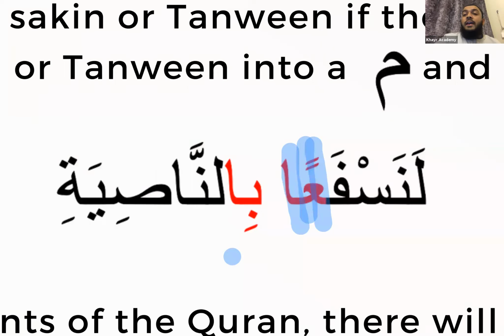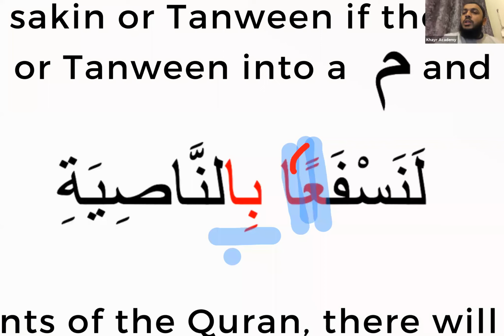An is tanween. After an, the letter ba came. Now, brother Fahim, what do I do now? You help me out. So do I read lanasfa'an bin nasiya or lanasfa'am bin nasiya? What do I do after tanween, ba came? Brother Fahim? Can you hear me? Yeah, I can hear you. Okay. Before we read anything, we need to do something manually here. What do we do? Well, I would change the tanween to a meem.